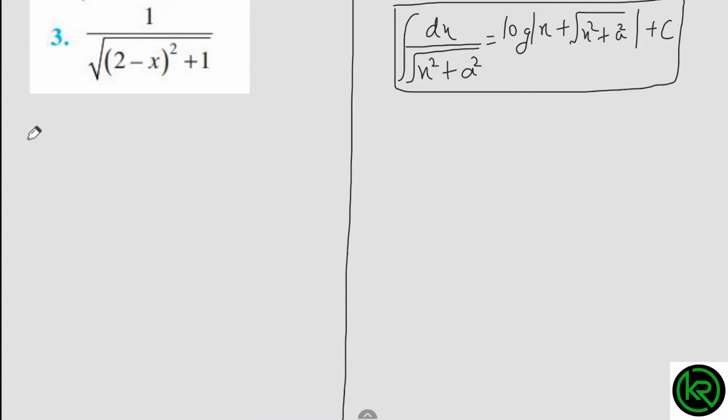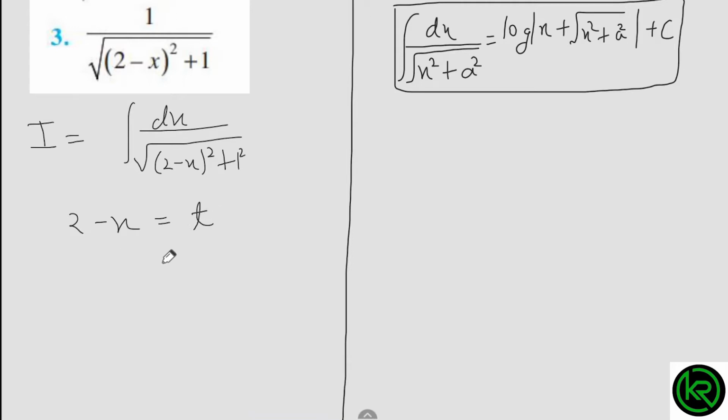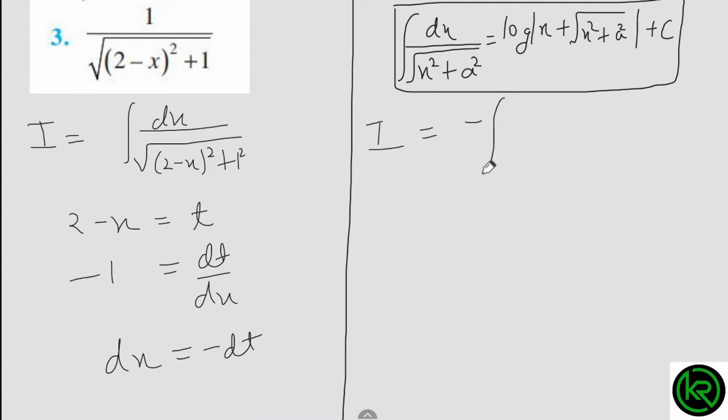Question number 3. Question number 3 is also same, dx upon under root 2 minus x whole square plus 1, we can write 1 square, and put 2 minus x equal to t, differentiate both sides with respect to x. dt by dx will be equal to 2 differentiation 0, x differentiation minus 1, so dx will be equal to minus dt, and I will become minus here, and dt under root 2 minus x is t, so t square plus 1 square, and we will use this formula students again.